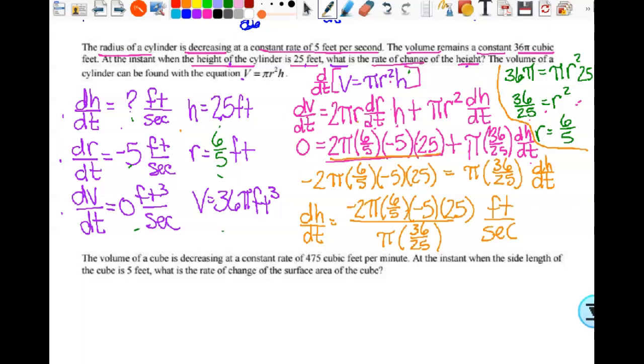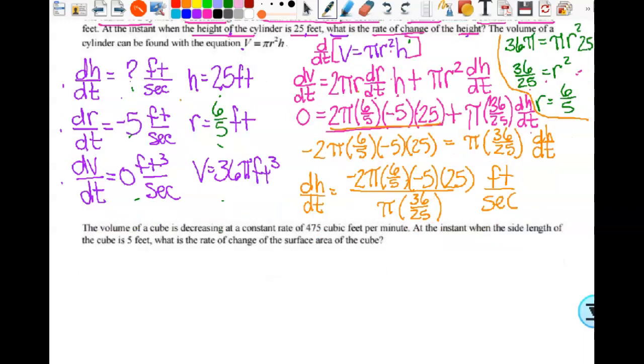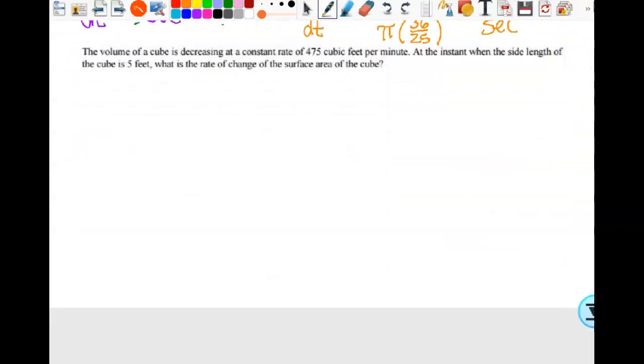But we all good? Questions? Anything else? All right, so let's look at the next one. Now, the next one I definitely am going to draw the picture because I think it's going to help us wrap our mind around things. All right, so we have the volume of a cube is decreasing. So volume is decreasing at a constant rate of 475 cubic feet per minute. At the instant when the side length of the cube is 5 feet, what is the rate of change of the surface area of the cube?